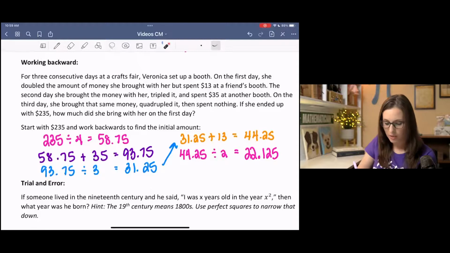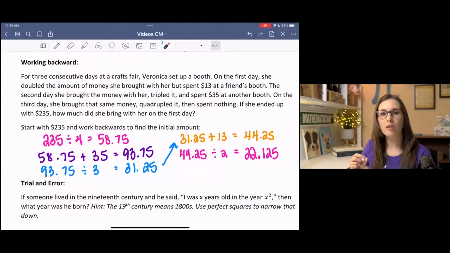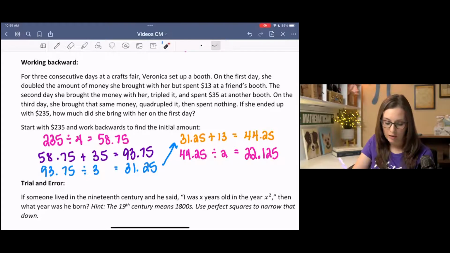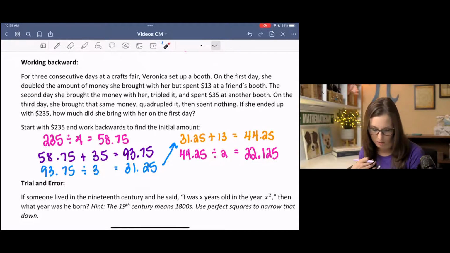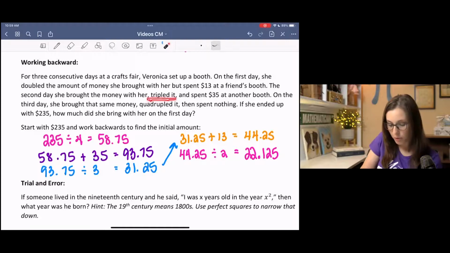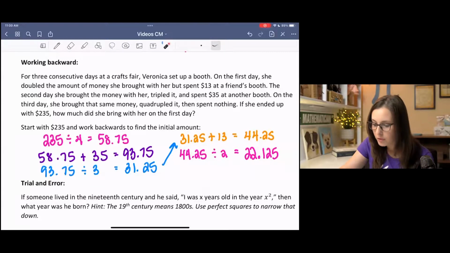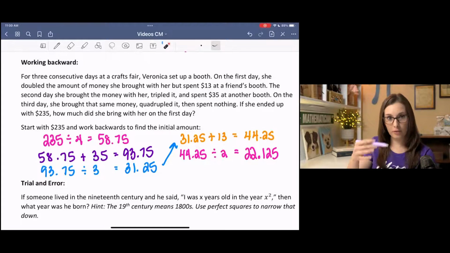Then we go one sentence above that, and that represents $35 spent. So before she spent $35, that means we have to add 35 to this previous amount. She had $93.75. And that represents a doubled amount. So before she had 93, am I on the right? Nope, I went one above. I'm sorry, tripled amount. Before she had 93.75, sorry about that. That was a tripled amount, so we have to divide by 3.